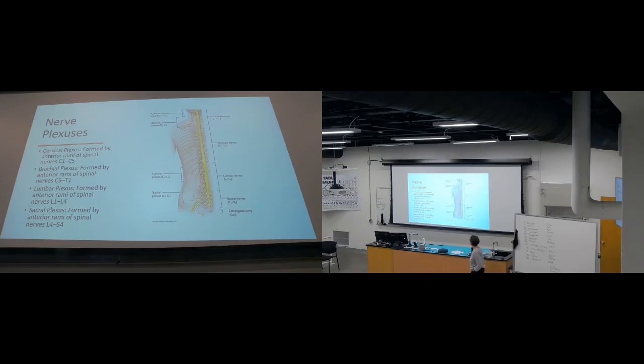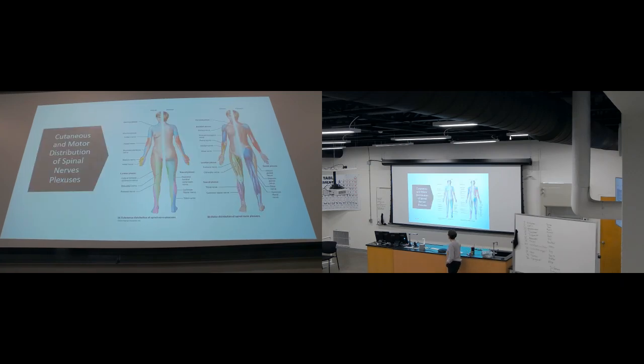So here is the view of these plexuses. C1 through C5 form cervical. And then C5 to T1 forms the brachial plexus. Thoracic will be T1 through T12. And then lumbar, L1 through L4. And then sacral plexus, L4 to S4. And here is the cutaneous distribution and motor distribution of these spinal nerve plexuses.